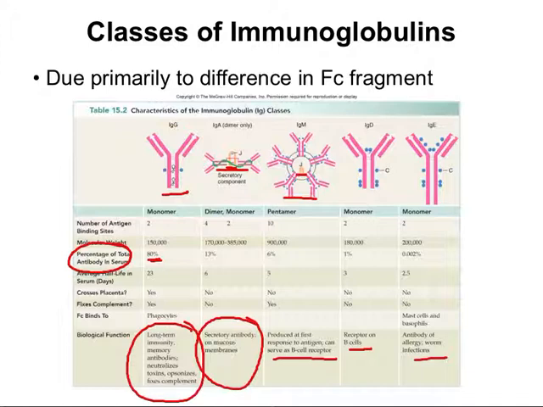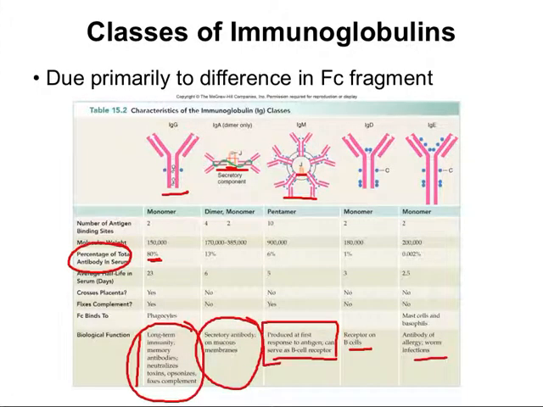And it makes sense when you look at this whole list of functions that they have. They are our primary antibody. If you had to keep another one in mind, I'd say the next one of importance is going to be IgM, because it's involved in the first response.